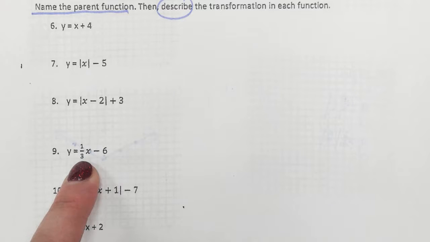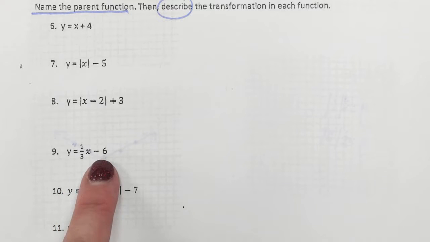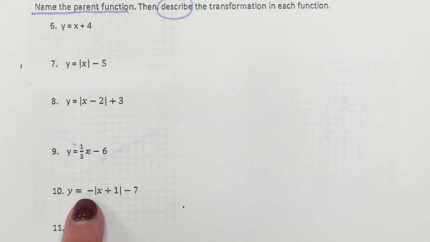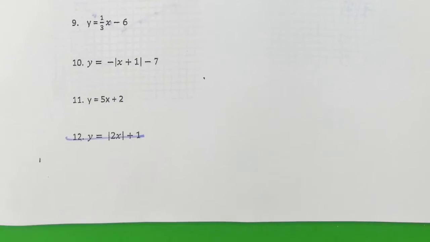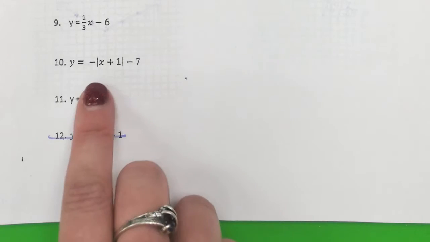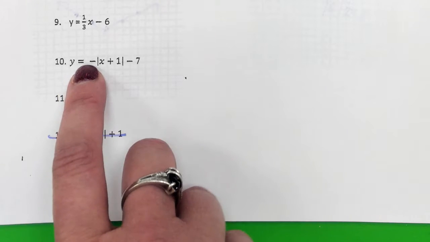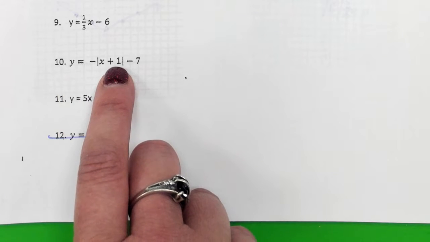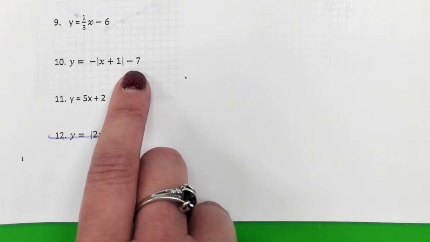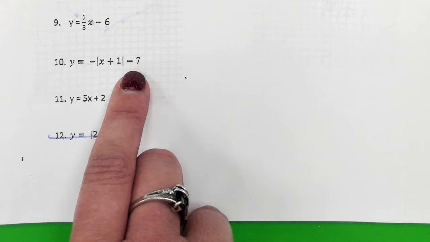All right, what about number 9? Identity or linear, right? What did the 1/3 do? Stretched it horizontally. Beautiful. And then the 6? Down 6. Awesome. All right, what about the 10? There's 3 things on number 10. Absolute value. This one in the front reflected over the x-axis. What's this one? Left 1 and down 7. Awesome. Are y'all okay?